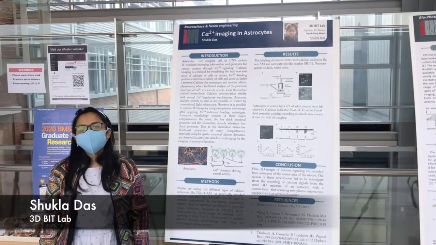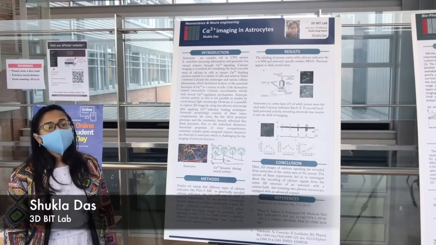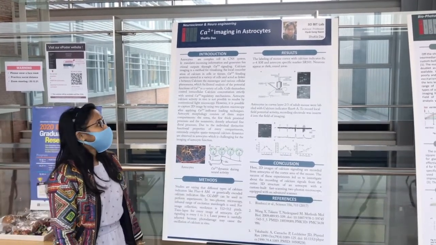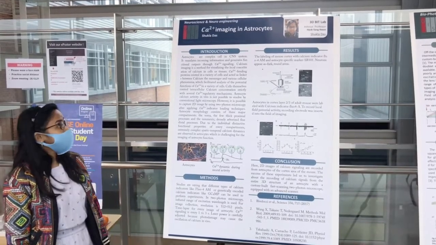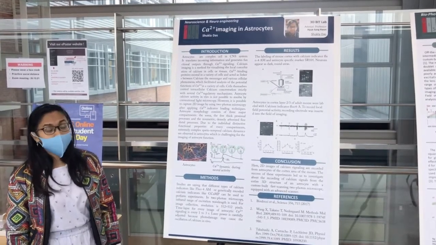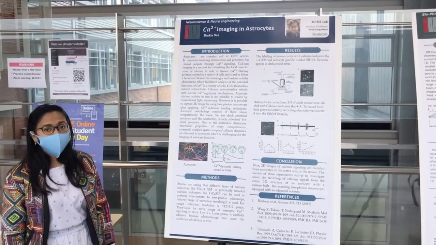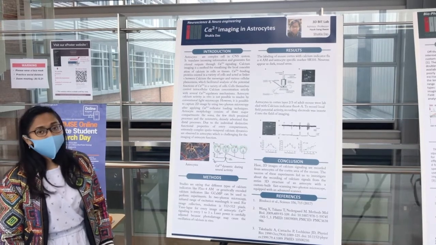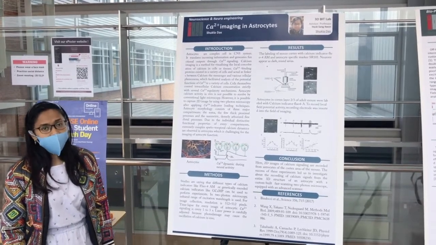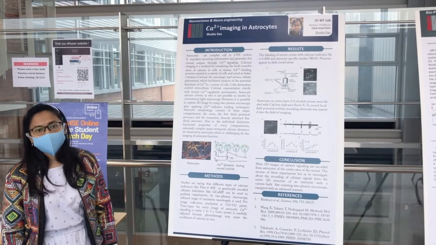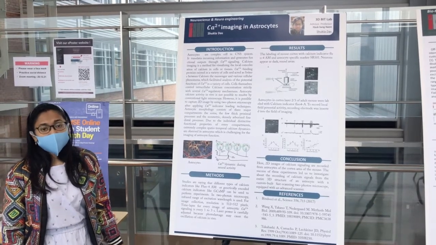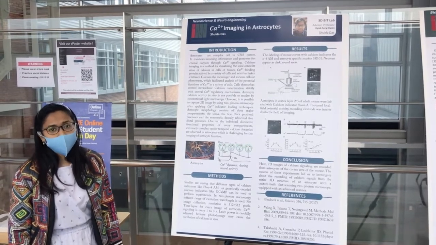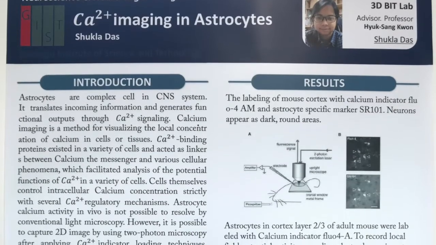Hi, I am Shukla Dash from 3D Lab. The name of my advisor is Professor Hyuk Seng Kong. Here is my poster. Calcium imaging is a method for visualizing the local concentration of calcium in cells. Calcium acts like a messenger. Astrocytes are complex cells in the central nervous system, so it's quite difficult to capture the calcium signal from astrocytes. Here I have discussed the optical methods and calcium dye technique for how to capture calcium signals from astrocytes.